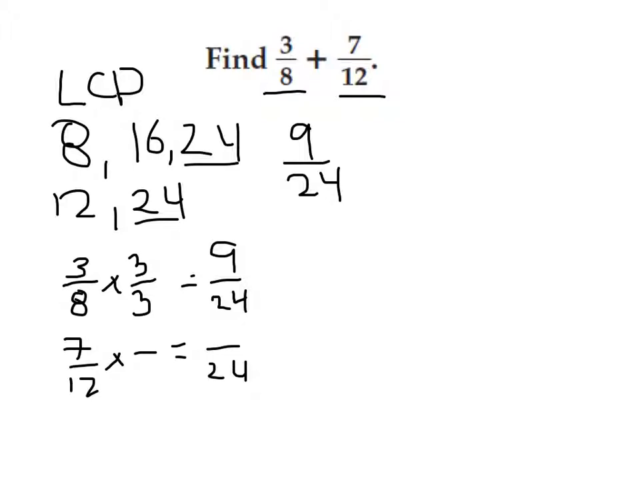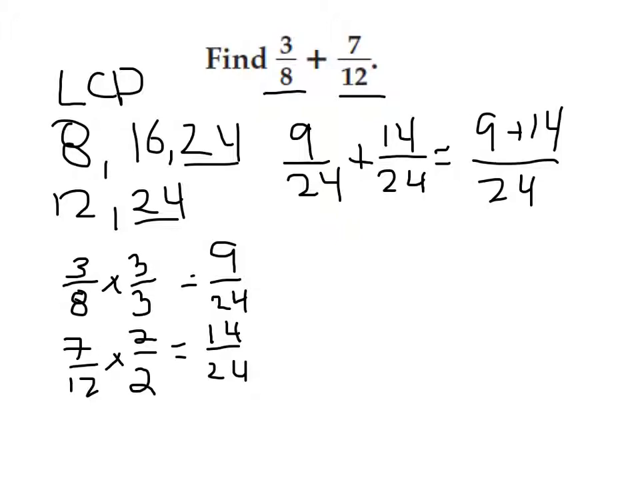I'm going to go down and look at 7/12. 12 times what equals 24 for my denominator? I do believe that's 2. 2 times 12 is 24. Whatever I do on the bottom, I do on the top. 7 times 2 is 14. And that gives me my second fraction and the common denominator.